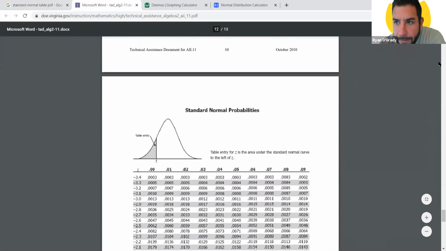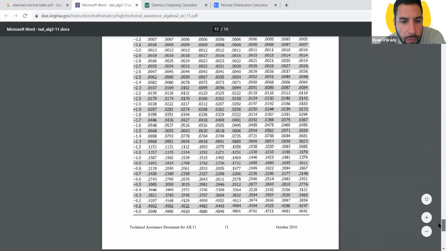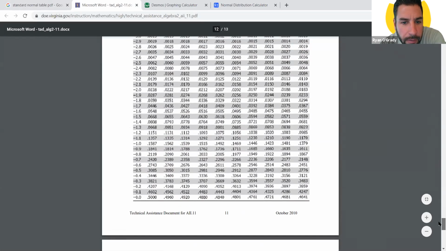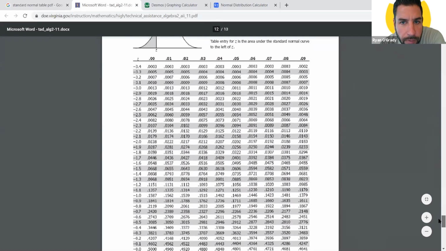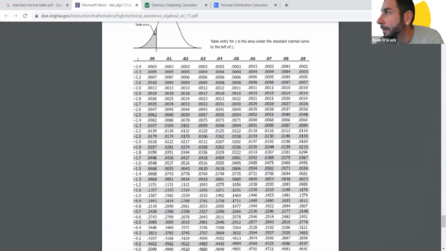Here's a table. Here we go. Let's see what this table says. So 0.159, right? 0.15 right down here. See, this one's 0.4404. So even that's different, right? So we got 3 different results.